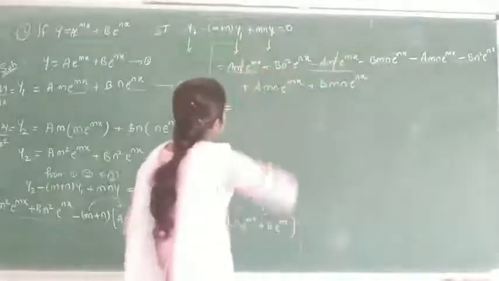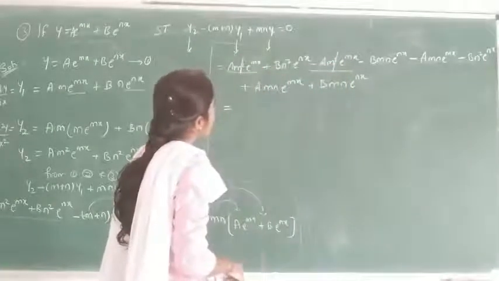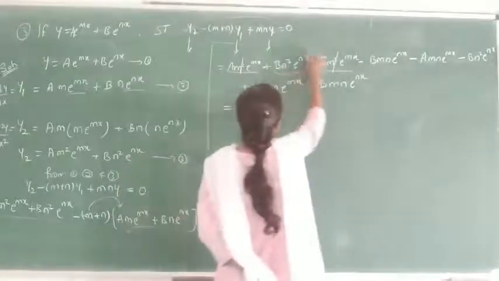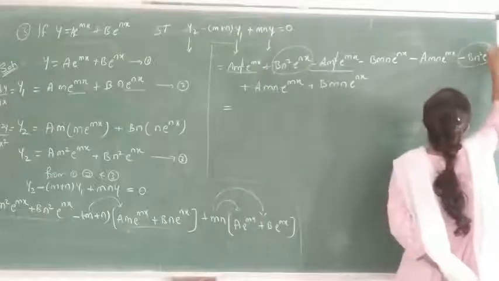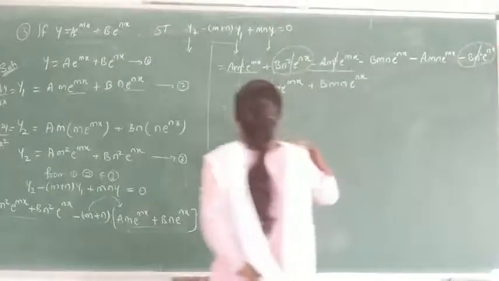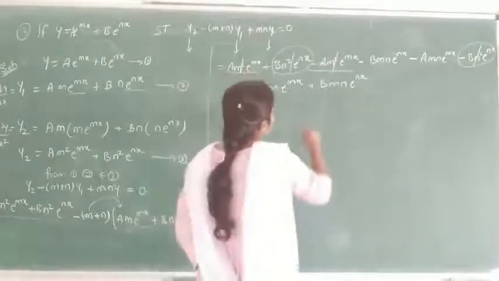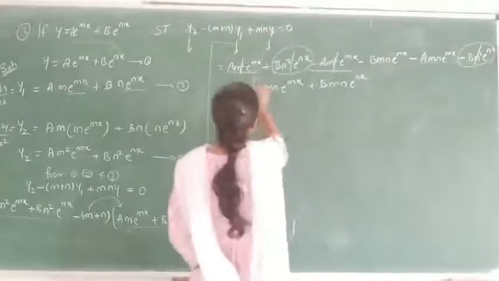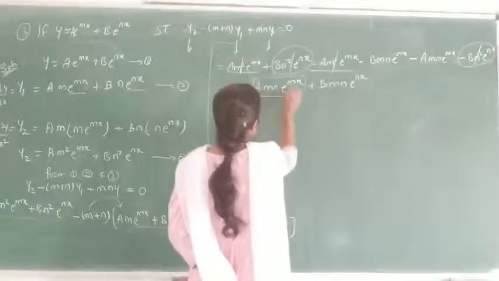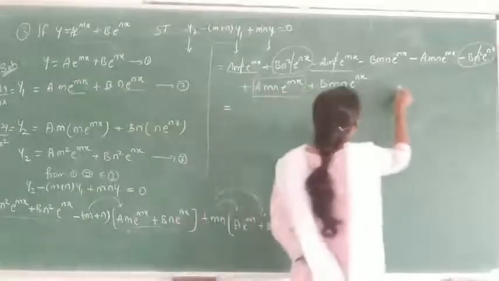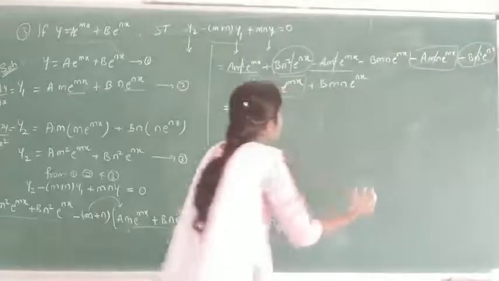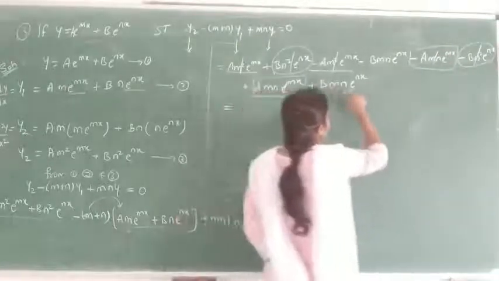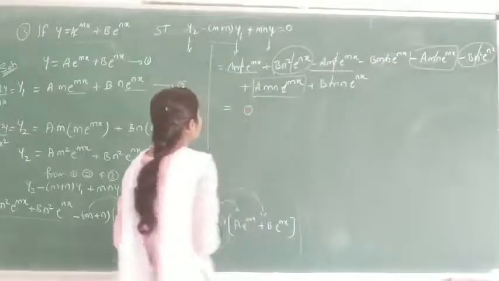Power mx. These two will get cancelled. Next we have b n square into e to the power mx and minus b n square into e to the power mx, so these two will get cancelled. Next we have a mn into e to the power mx minus a mn into e to the power mx, so these two will get cancelled. Then b mn into e to the power mx minus b mn into e to the power mx, so we will get 0.